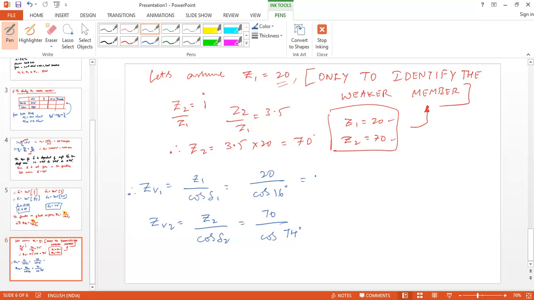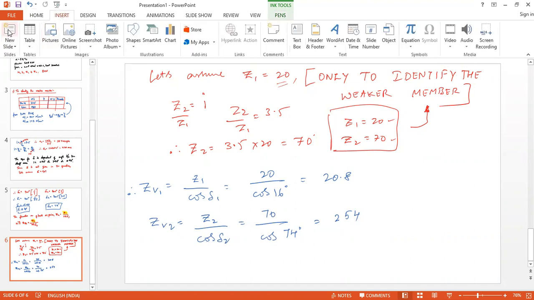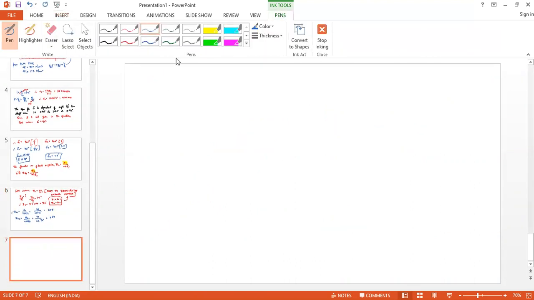So what is ZV1? It is 20.8. So this is 20.8 and ZV2 is, okay, let's take that 254. Now we know the value of ZV1 and ZV2. Can I get the value of Y1 and Y2 now?